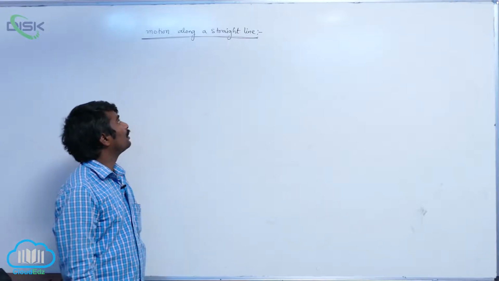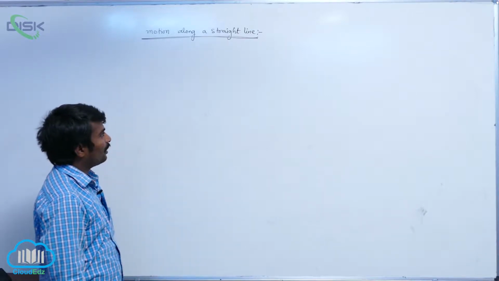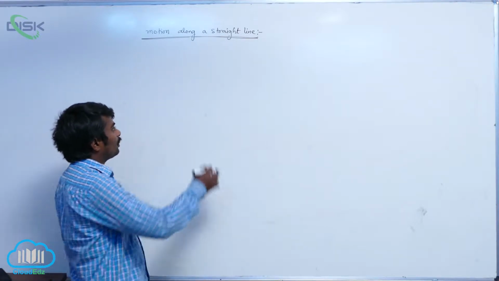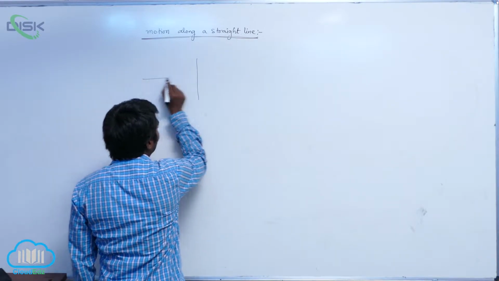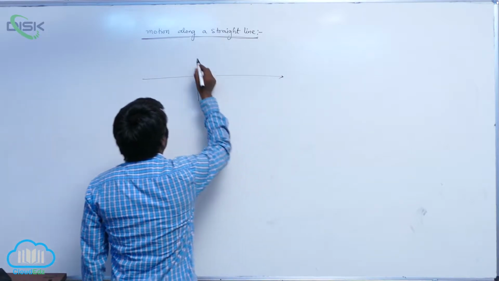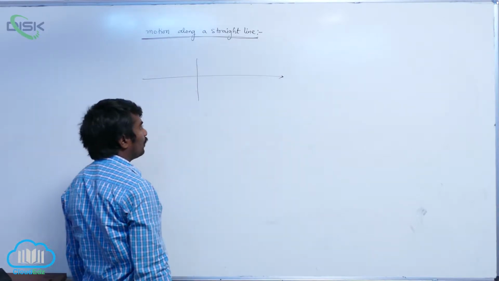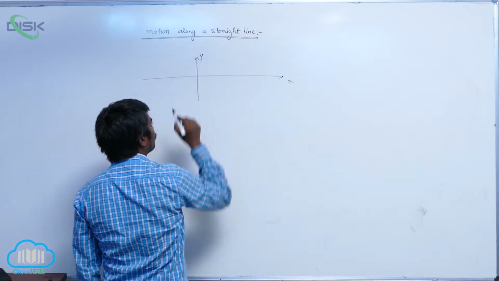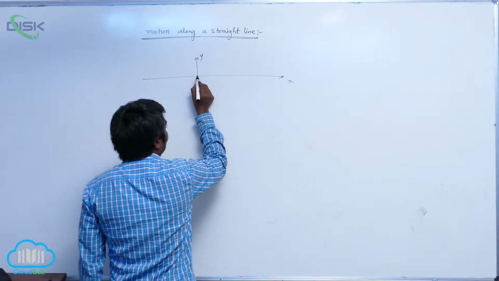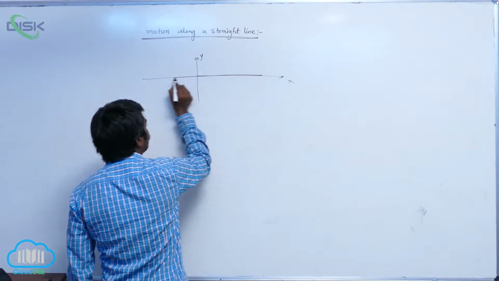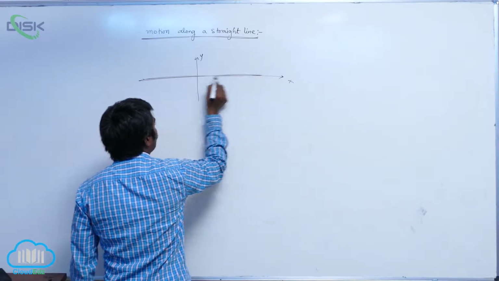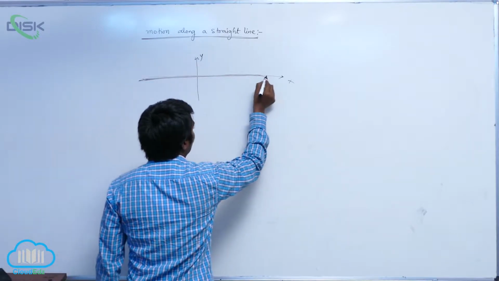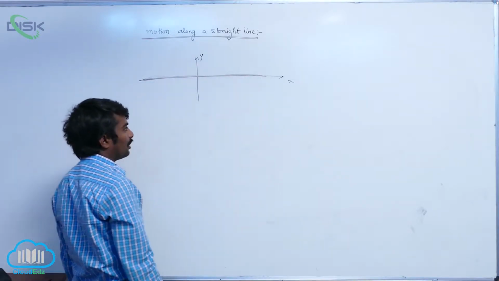Start the topic motion along a straight line. As I told you, the motion is confined to a straight line. Suppose if you take xy coordinate system, if the object moves to and fro along a straight line, then this is said to be motion along a straight line.